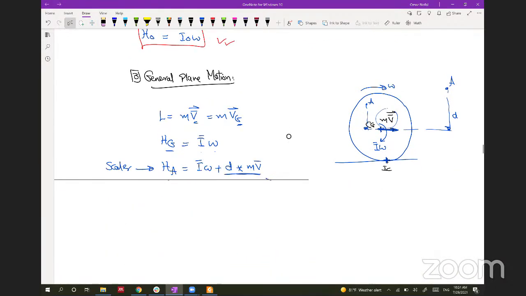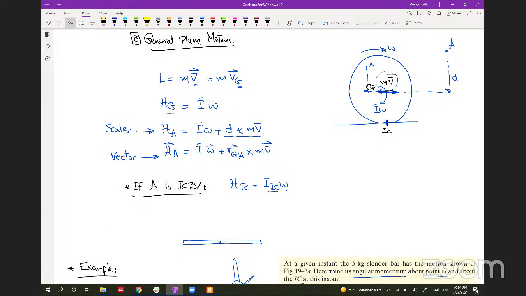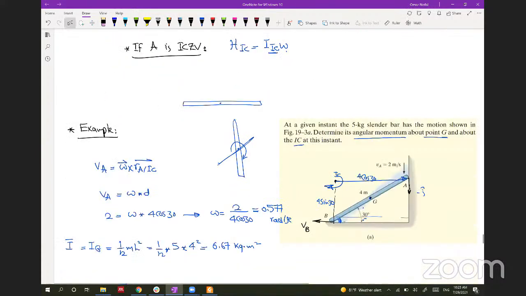Yeah, that's what we do. If we want to transfer from G to any point, either this point is A or the instantaneous center, we multiply I bar by omega and then multiply d by mv. Or if we want to do the vector one, we have this is the CG, and this is the point that we want to get the moment about. So what we will do is that we get r of G with respect to A and multiply by cross product the velocity at the center of mass. And that's what we are going to do here.